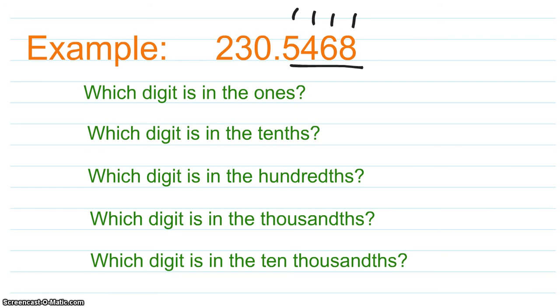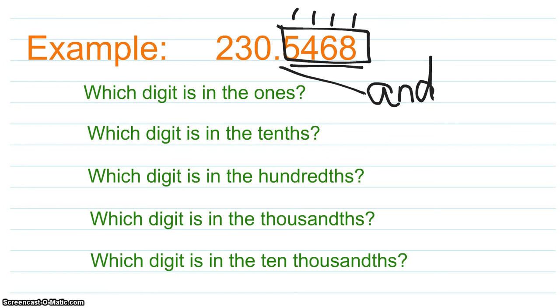So we would read it 230 and, because the decimal is always and, 230 and 5,468 10,000ths. So I read that just like it were a number, 5,468, and then I state what the last place value was, which is 10,000ths. So one more time, let's read that. 230 and 5,468 10,000ths.